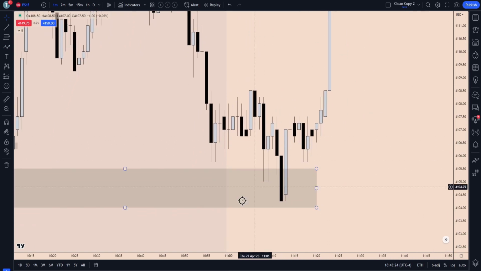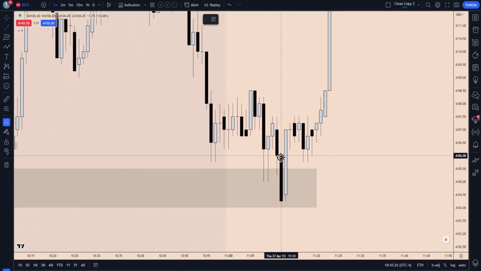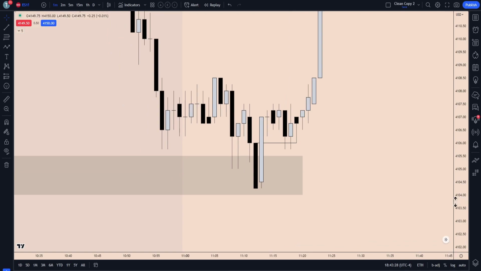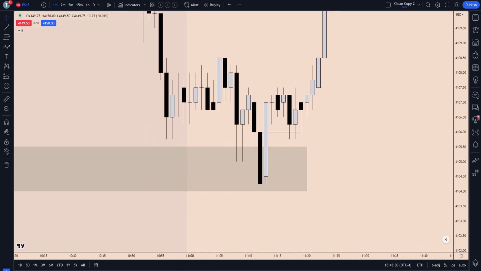Just to repoint out the order block that we mentioned, same idea, right? High probability. Because why? Broken through with a fair value gap.